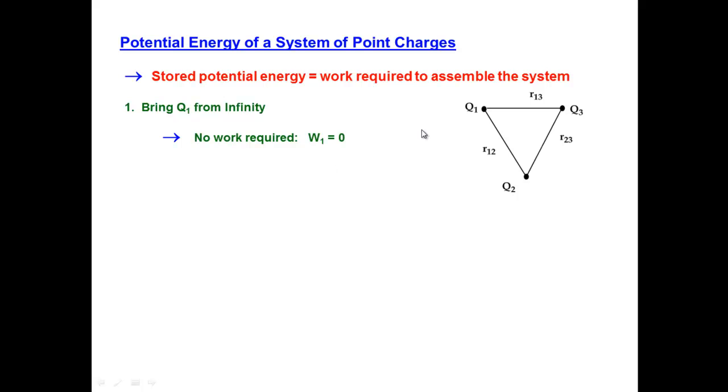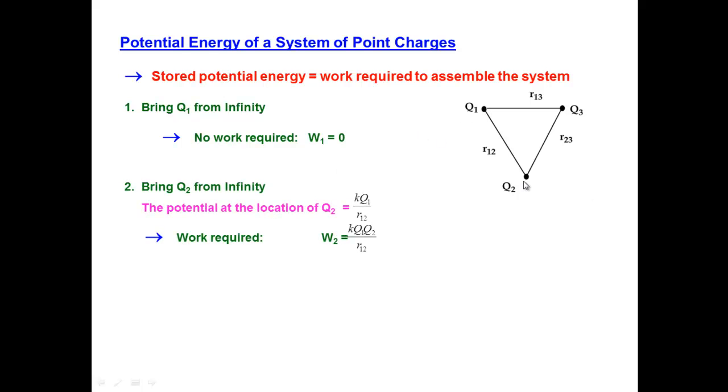There's no work required. But now, once I've got Q1 in place, now I bring in Q2 from infinitely far away. And when I do that, the potential at the final location where I bring it is KQ1 over R12. That's the potential due to charge 1 at the location of charge 2. Well, the work required, we showed before that the work you do is equal to the stored potential energy. So the work it takes, the stored potential energy, is just Q2 times the potential, right? So U is Q times V. We developed that equation several slides back.